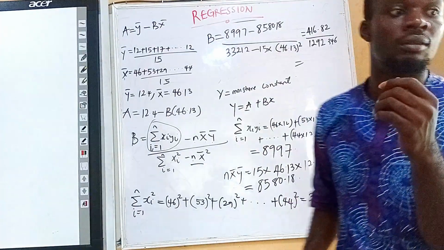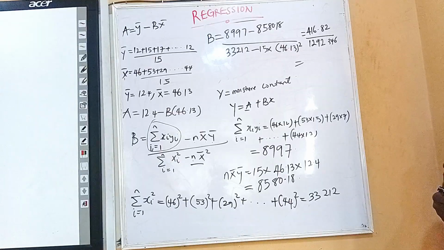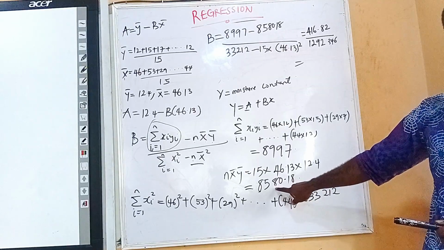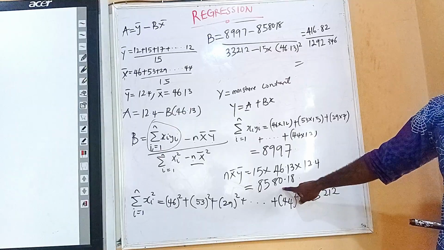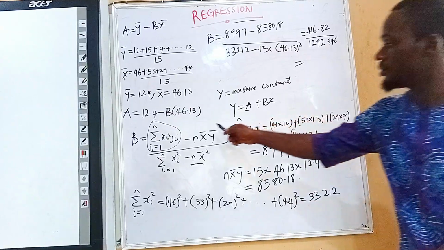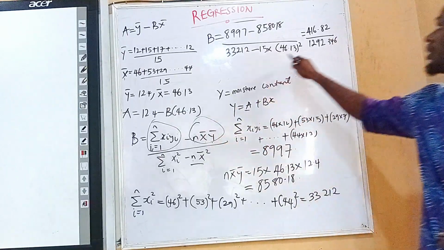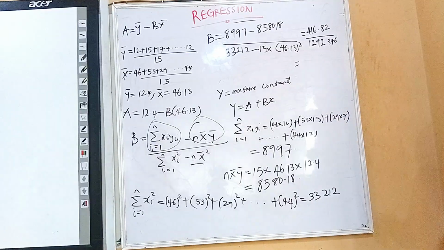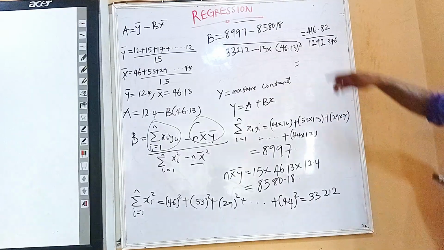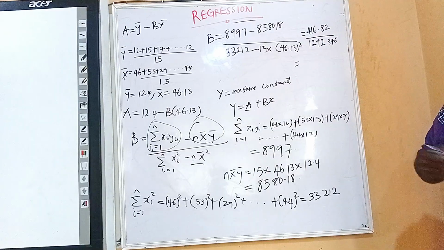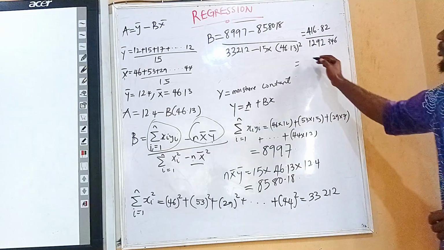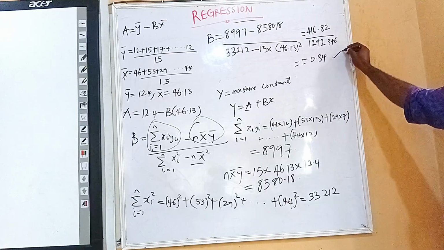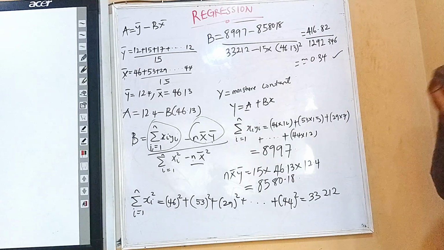That means that 8580 is correct. I want to explain something here, but let's finish what we are doing. This gives 0.346.